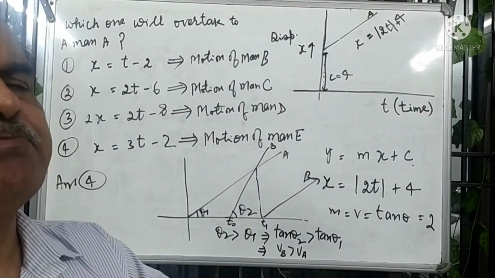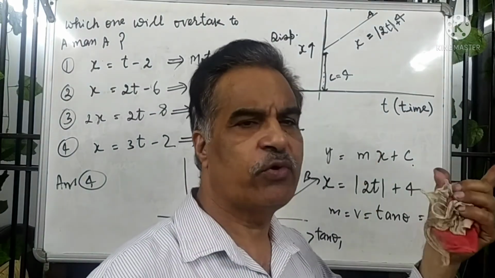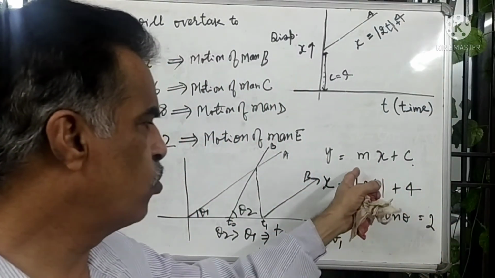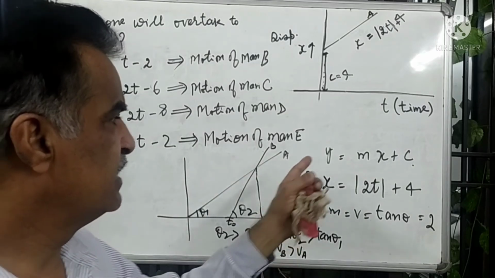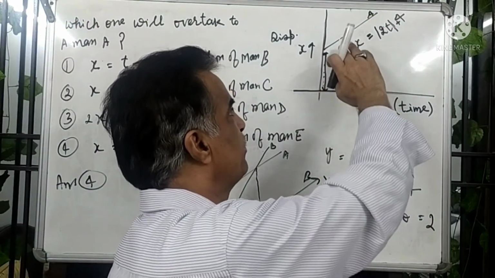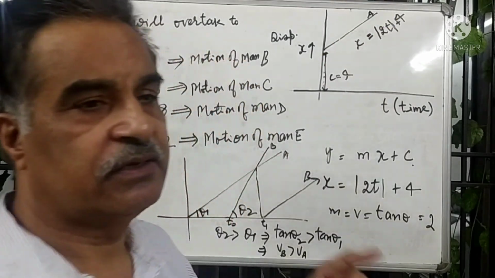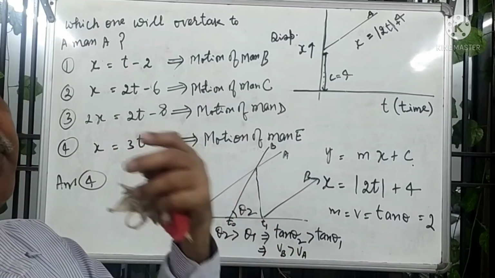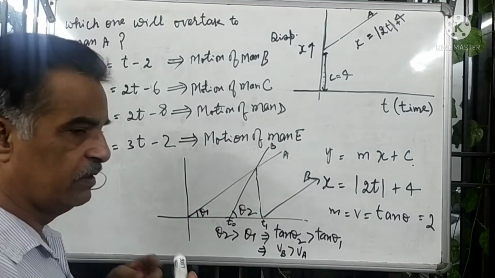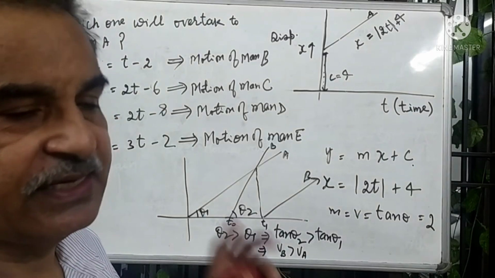It is very simple, you have to consider the meaning of this equation, y = mx + c, where m is the slope. This is the equation of this line, and here the slope is 2, and slope means velocity. The person having more velocity will overtake.